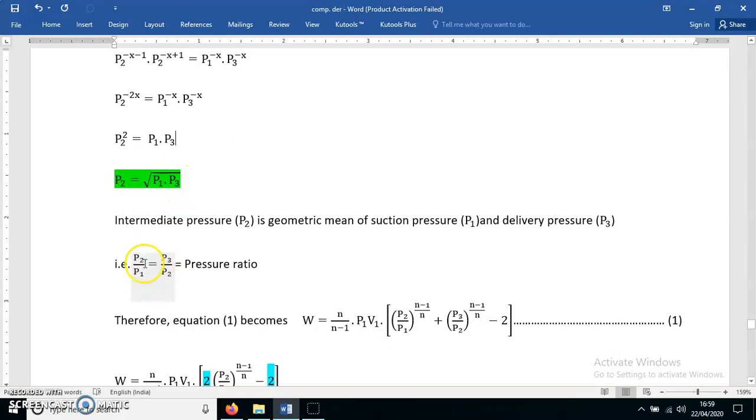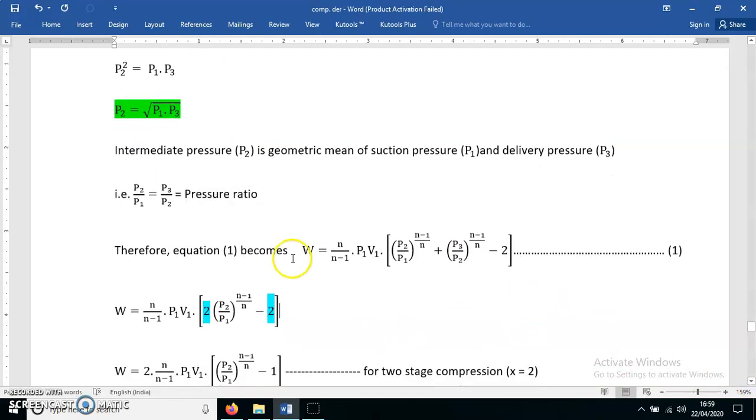I can write it as P2 by P1 is equal to P3 by P2. Just look at this and do the cross product. P2 square becomes P1, P3. So I can write P2 is equal to square root of P1, P3 like this. P2 by P1 is equal to P3 by P2, and this is called the pressure ratio in the first stage as well as the second stage. And both are equal in order to minimize the W.